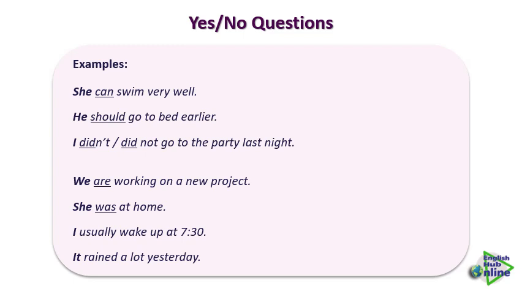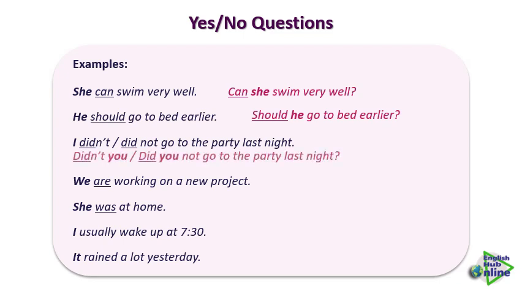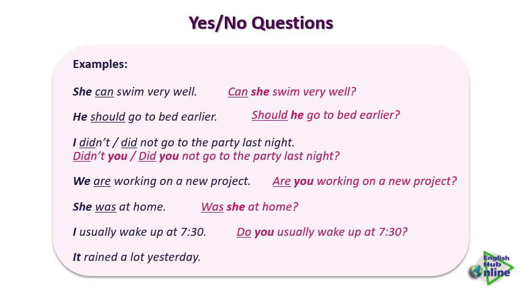Okay, here are the answers. Number 1. Can she swim very well? Number 2. Should he go to bed earlier? Number 3. Didn't you go to the party last night? Number 4. Are you working on a new project? Number 5. Was she at home? Number 6. Do you usually wake up at 7:30? Number 7. Did it rain a lot yesterday?